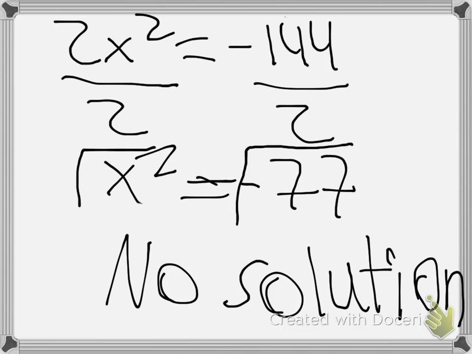A common mistake is that people often forget that negative numbers don't have a square root and simply write one solution or 2 solutions instead of no solutions. A tip is to use PEMDAS backwards.